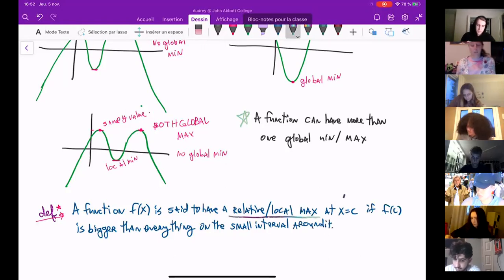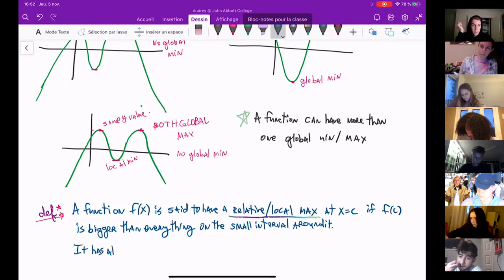And it has a relative or a local min if it's smaller than everywhere on the small interval around it. Can there be two local minimums or two local maximums if they're equal? There can be an infinite number of local mins or maxes. And I'm going to show you that in a graph in just a second.